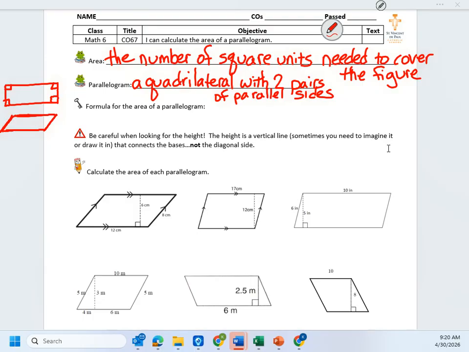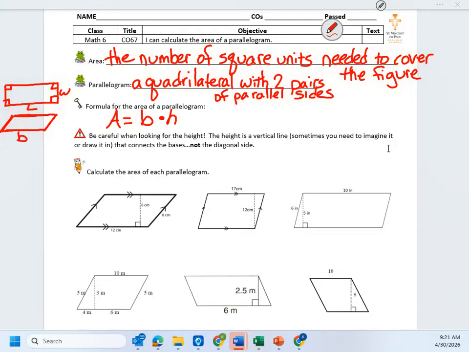For the rectangle, we knew that we multiplied the length times the width for our area. The parallelogram, it's a little different because we have a slanty side. So we have to do stuff a little bit different. We're going to say that the area is the base times the height. So the base is the bottom.